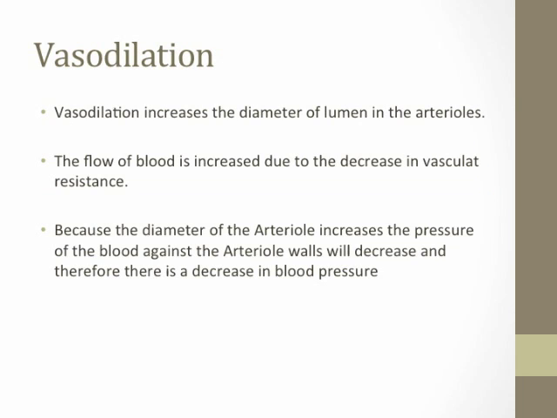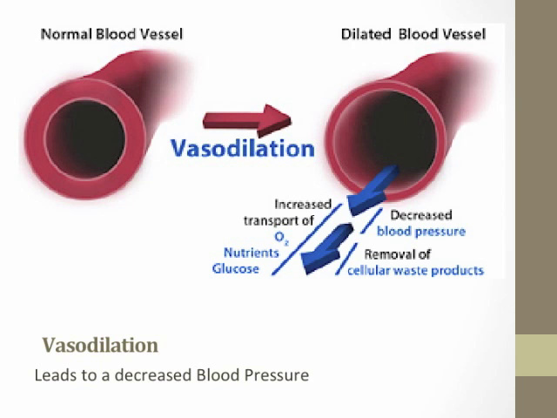Vasodilation increases the diameter of lumen of the arterioles. Arterioles play such an important part to the regulation of the zebra's blood pressure because they are the most regulated blood vessel. Arterioles will increase the flow of blood due to the decrease in vascular resistance. Because the diameter of the blood vessel increases, the pressure of the blood against the arterial walls will decrease, and thus there is a decrease in blood pressure. This is particularly useful when thinking about the zebra exercising and maintaining homeostasis, which I will go further into detail later in the presentation.